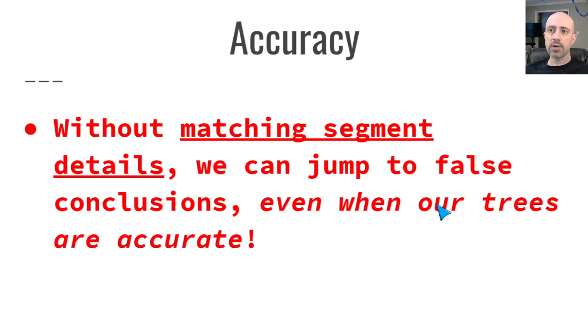Without matching segment details, we can jump to false conclusions even when our family trees are accurate. And I think this is one of the most important points that I've ever made in any of my presentations. If we try to do DNA research without looking at those matching segment details, it's very easy to jump to false conclusions, even if my family tree and your family tree are perfectly accurate. So you and I might share some DNA, and we might be comparing our family trees to figure out where that shared DNA came from. If we try to draw a conclusion without looking at matching segment details, and we're just looking at the total amount of shared DNA, it's very easy to jump to false conclusions. And I'll give a good example of that in a moment.